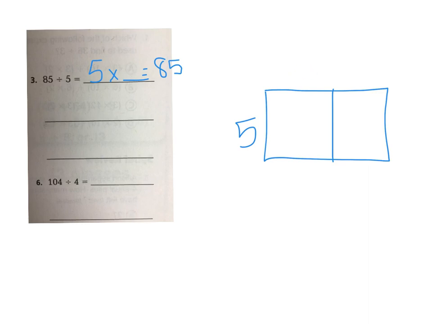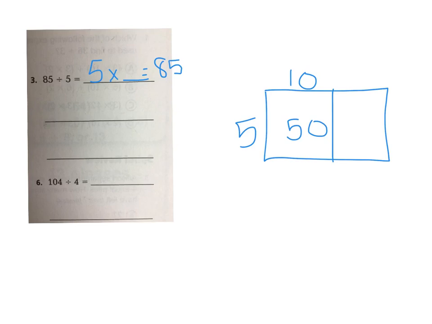I cannot go over 85. So let's start with 10. 5 times 10 is 50. 5 times 20 would be 100. Since I know 100 is too high, I'm going to write 10 right here. And I know 10 times 5 is 50. So let's put 50 in the box.